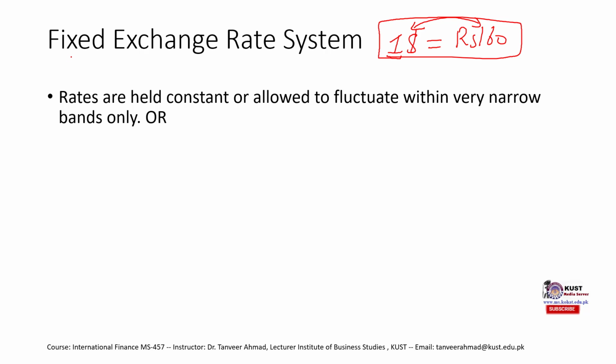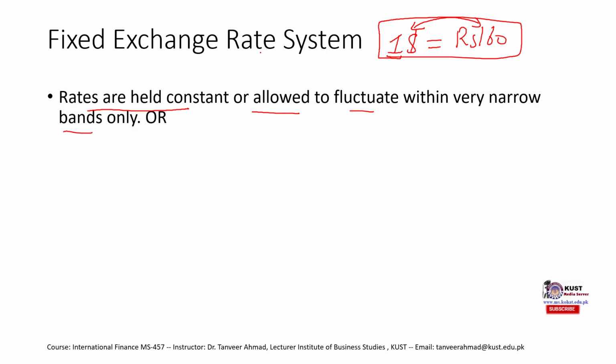Once you have an understanding of the fixed exchange rate system, you would get an idea what we mean by systems. So in a fixed exchange rate system, the rates are held constant, or allowed to fluctuate within a narrow range. What this means is that, for example, if Pakistan is following a fixed exchange rate system, this is just a hypothetical example, then this $1 is equal to 160 rupees would always remain this way. It would not change, or the government can allow it to change within a narrow range, say within 155 to 165.